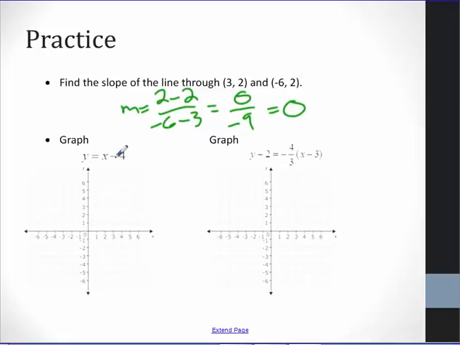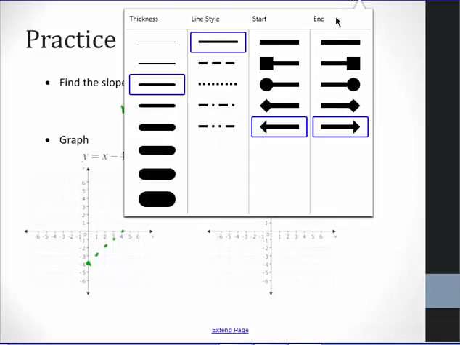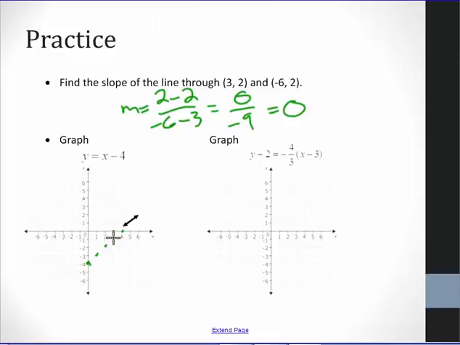Down here, my y-intercept is negative 4, and I have a slope of 1. So I go up 1 and over 1, up 1 and over 1, up 1 and over 1. And you could draw as many points as you want. Let's make sure we got arrows, and then we draw our straight line.